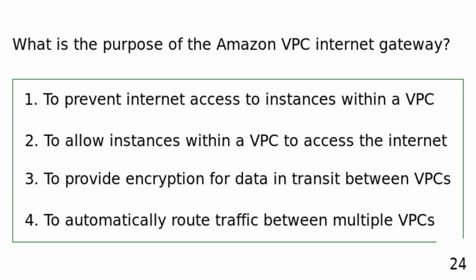What is the purpose of the Amazon VPC Internet Gateway? To prevent internet access to instances within a VPC. To allow instances within a VPC to access the internet. To provide encryption for data in transit between VPCs. To automatically route traffic between multiple VPCs.